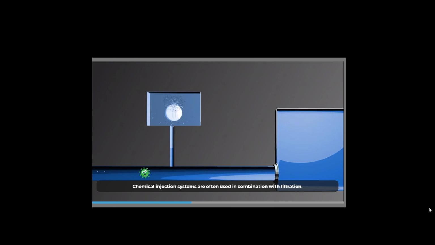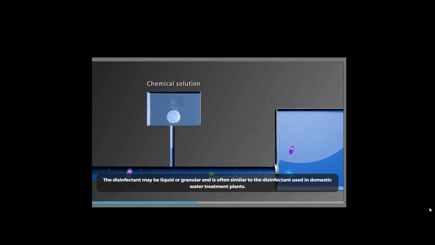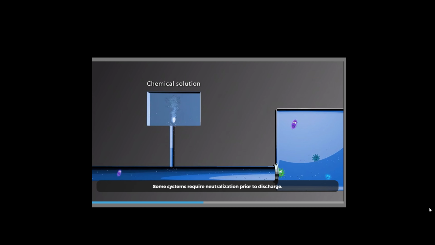Chemical injection systems are often used in combination with filtration. A chemical solution is injected into the ballast water to ensure disinfection. The disinfectant may be liquid or granular and is often similar to the disinfectant used in domestic water treatment plants. Chemicals may successfully treat ballast water under various conditions and are not affected by salinity of the ballast water. Some systems require neutralization prior to discharge.